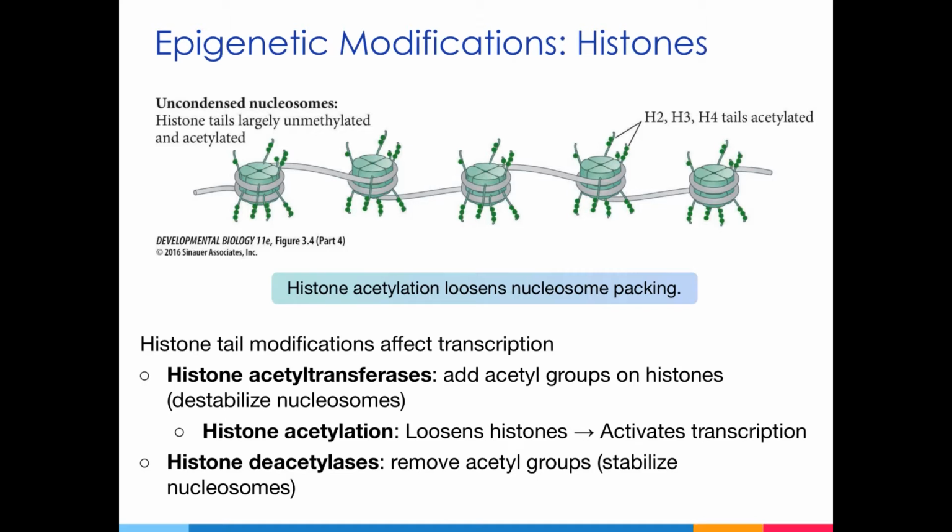There are two major types of modifications that can be carried out. These are acetylation and methylation. As the name suggests, acetylation is the addition of acetyl groups. Now, the effect of this is to destabilize the nucleosome. And so what this simply means is that the addition of the acetyl group loosens the chromatin. So it makes this chromatin more accessible to RNA polymerase and transcription factors. So histone acetyltransferases, which are the enzymes that add the acetyl groups, would make chromatin more euchromatic.